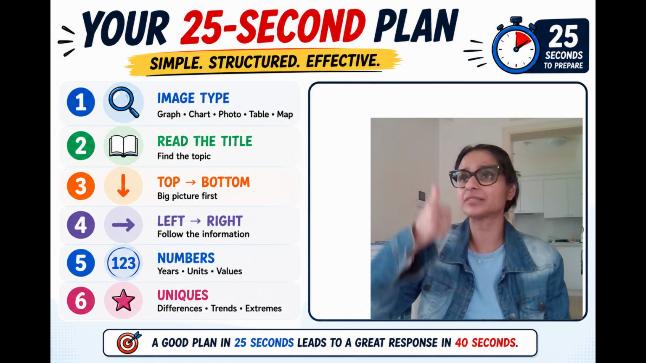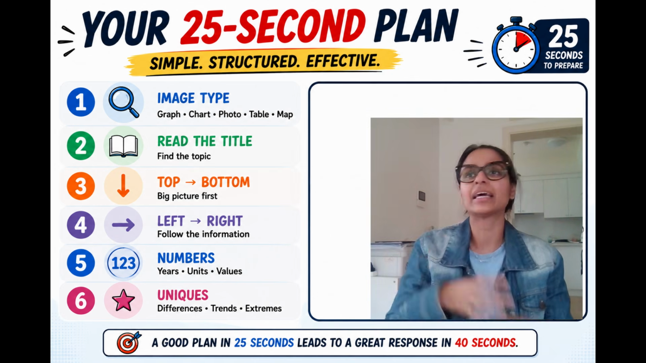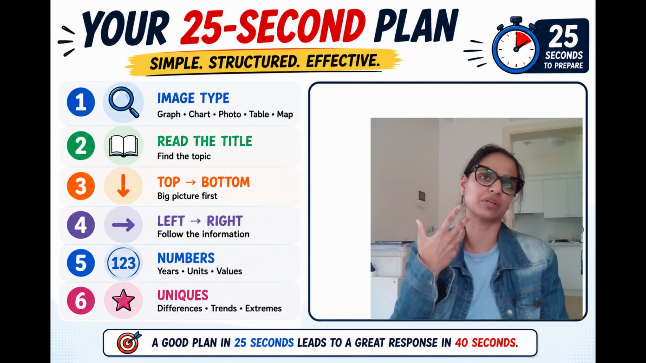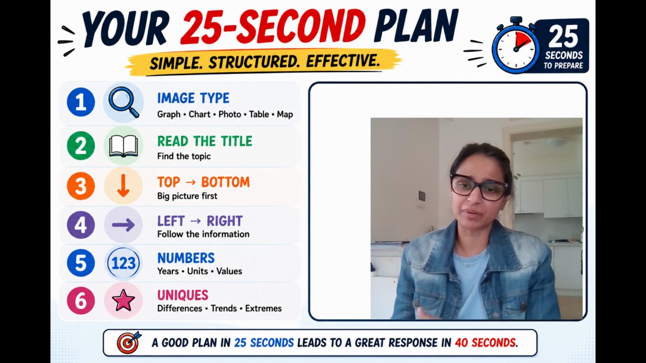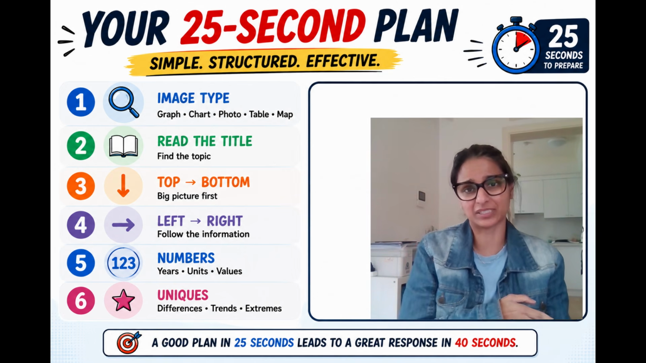What am I looking at? What is it called? Interpret it from the top to bottom, left to right. Are there numbers and values? What are they? And is there anything that jumps straight out at you when you look at it? Okay? Now you need to remember a good plan in 25 seconds leads to a good response in 40 seconds.